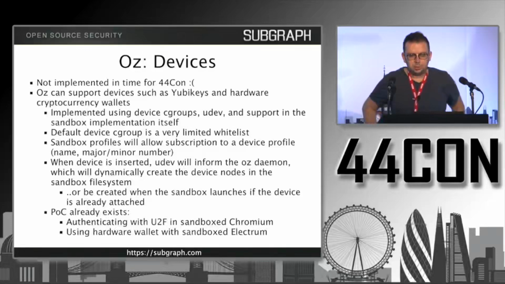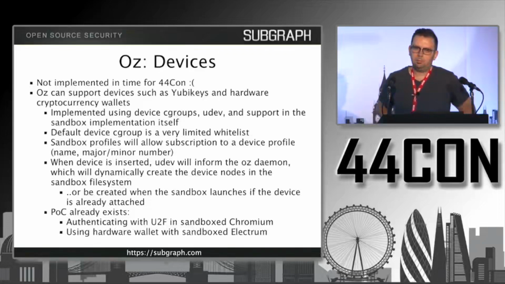I didn't have time to finish implementing this for 44Con. I kind of ran out of time. But we have support for USB devices inside sandboxes, like YubiKeys, for example, or hardware wallets for cryptocurrency. The way it works is sandboxes subscribe to a device. So we will create profiles for YubiKeys and hardware wallets, and those will have the major and minor numbers of those devices and some other meta information.